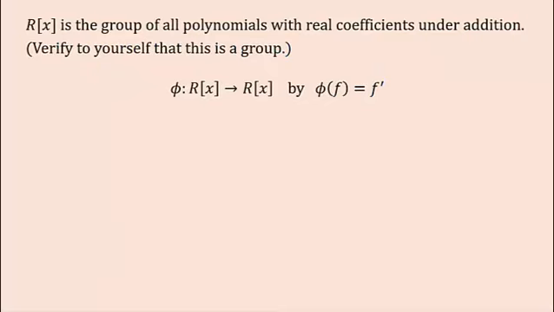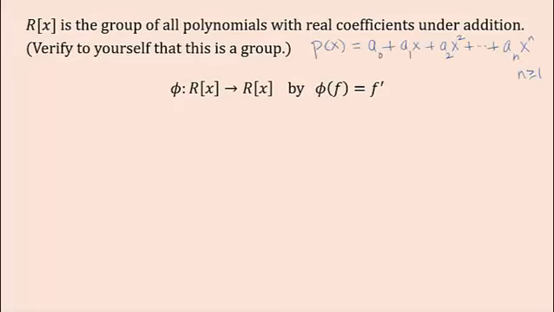The next example is a group that we haven't talked about before. It is the group of all polynomial functions with real coefficients under the operation of addition. So you should be able to verify that this is a group. We won't bother to prove it, but let's take a moment to remember what a polynomial is and what would be the identity and inverses in this group.